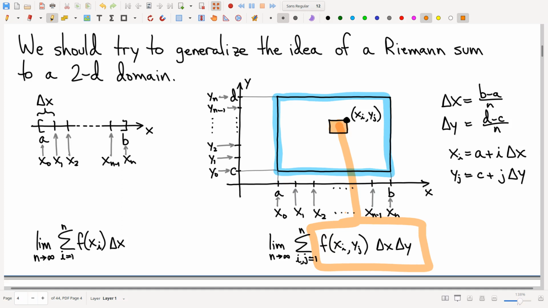If this were the state of Wyoming, and I want to compute the total population of Wyoming, then on each little county-like piece I would say, okay, population per unit area times area gives me population. And then I would add that up over all of the little pieces.